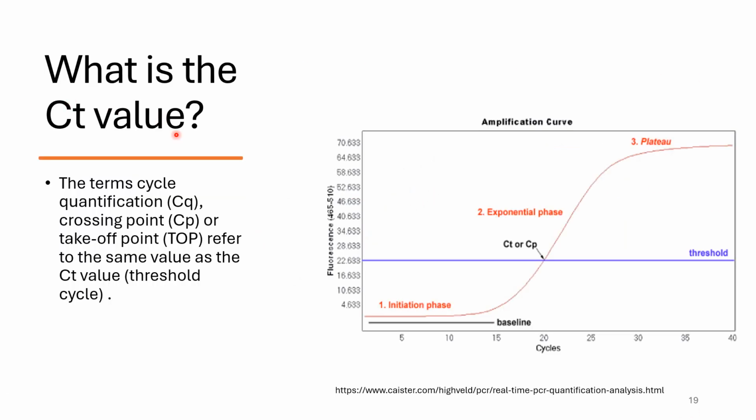What is CT value? The terms cycle quantification, Cq, crossing point, CP, or takeoff point, TOP, refer to the same value as the CT value, the threshold cycle value. The CP, crossing point PCR cycle, or CT, cycle threshold value, is the cycle at which the fluorescence achieves a defined threshold. It corresponds to the cycle at which a statistically significant increase in fluorescence is first detected. This concept is the basis for accurate and reproducible quantification using qPCR.